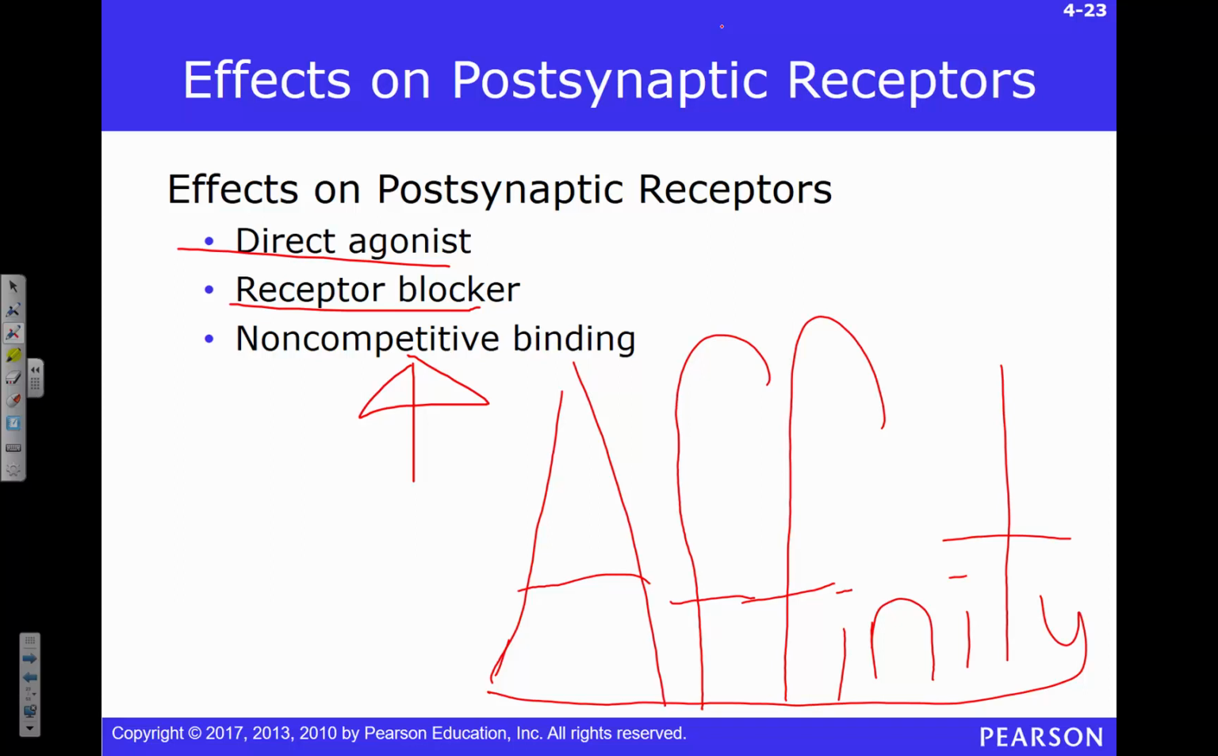So, if the affinity is really high, we're not going to be able to dislodge that molecule, right? It's going to just be in there doing its business. Okay. And that could be an agonist or an antagonist. It can be in there so strong that it's not going to come loose. It eventually will, but it's going to take a while. Okay?